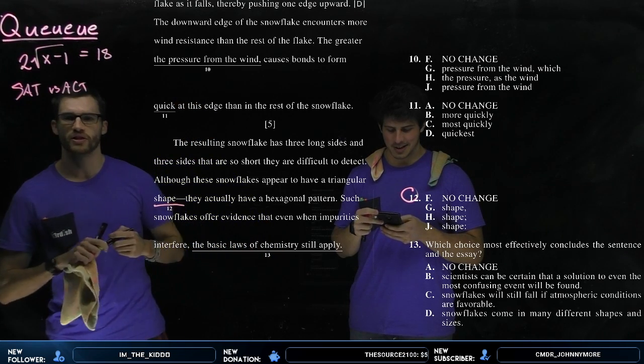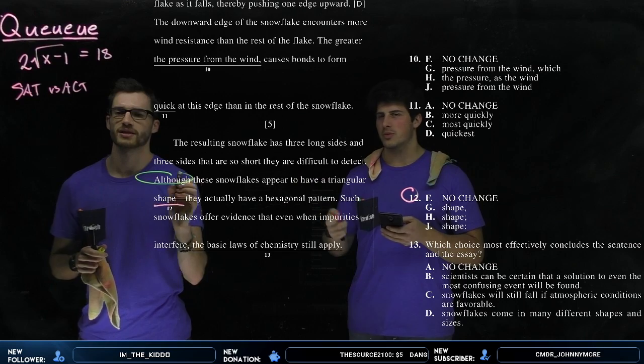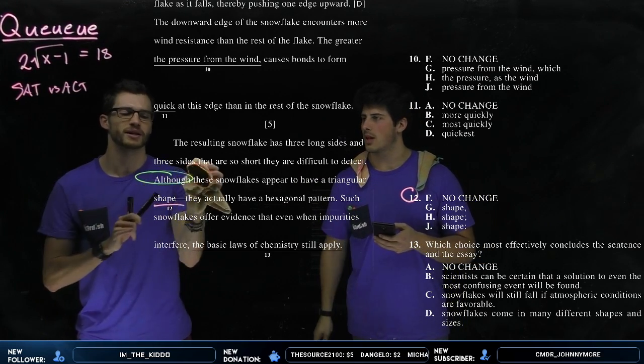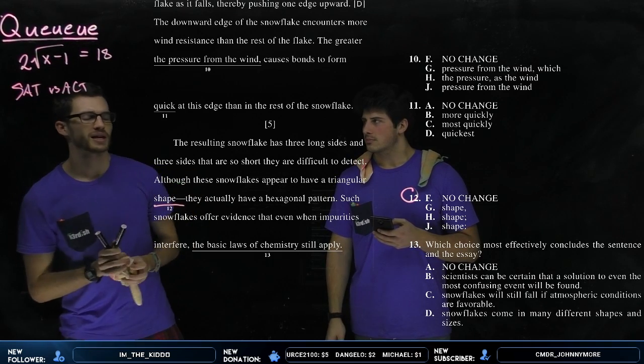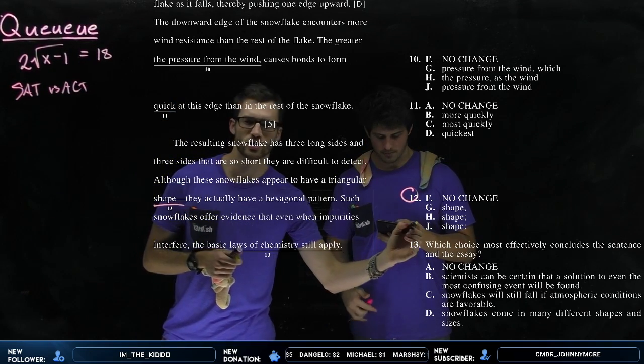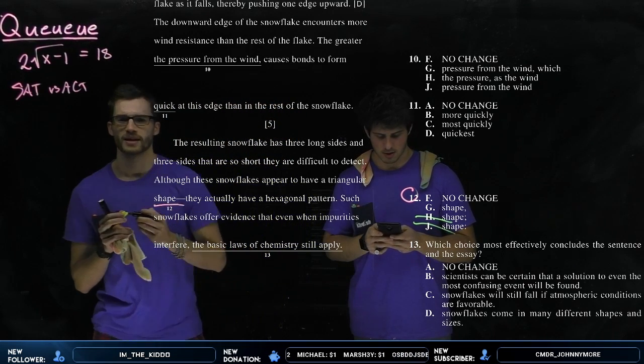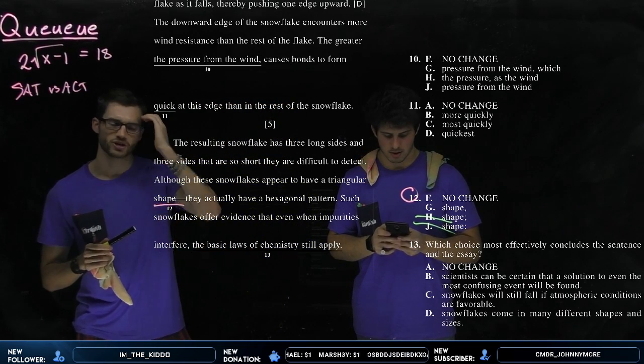So this word although screws it up. This is actually a dependent clause, because it depends on something else. We need something else, which means that we cannot have H and J. H is wrong, J is wrong. Now we're left with a comma or a dash.